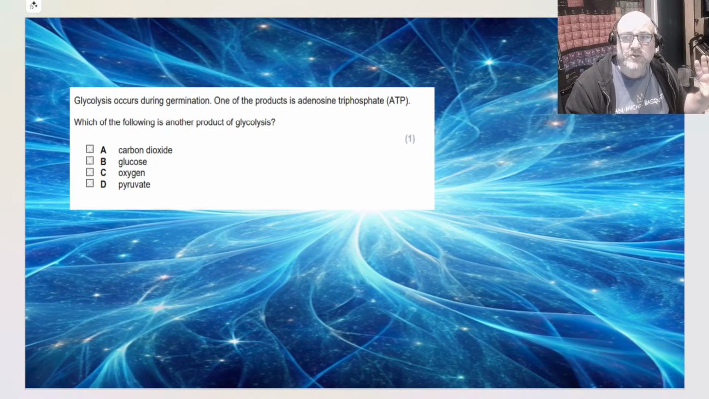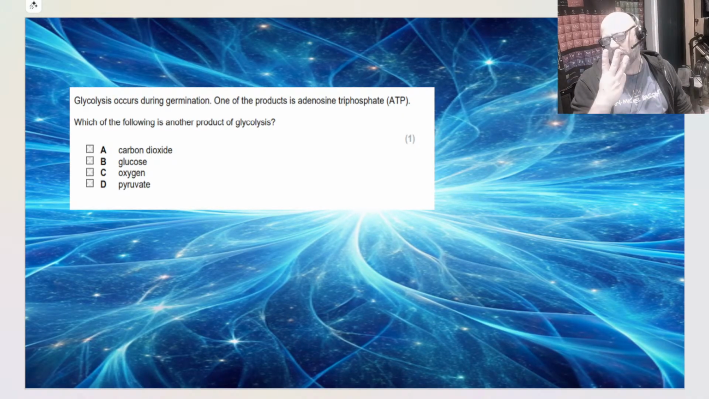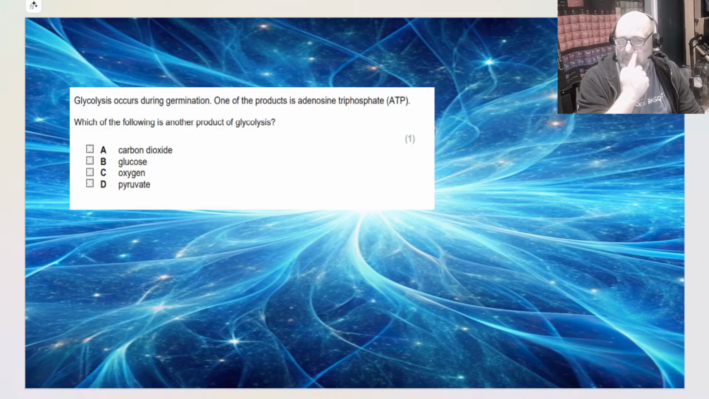Glycolysis occurs during germination. One of the products is adenosine triphosphate, ATP. What's the other product of glycolysis? There's actually 3 products of glycolysis. Which of the following is the other product in glycolysis? And Mathilde is all over this with the D. You're absolutely right, it's D. It's pyruvate. Of course, we're going to make NADH and pyruvate. Well done, Mathilde.